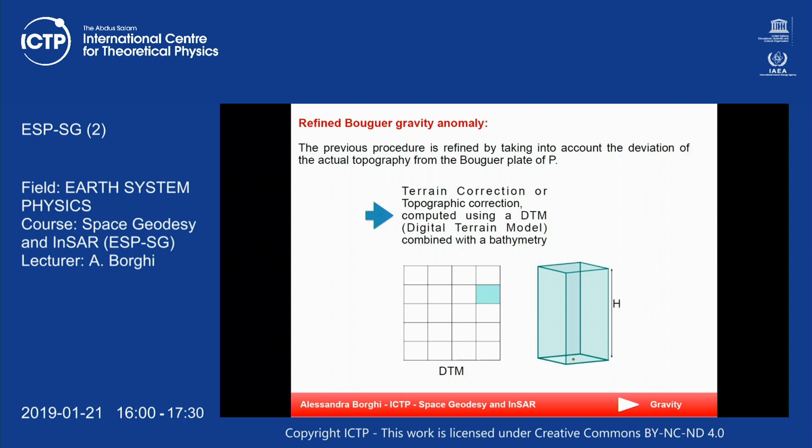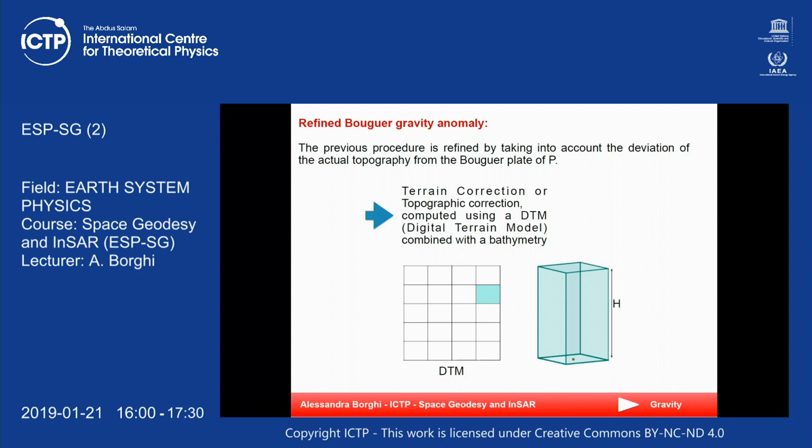We can also start directly with this approach, without removing the plate, but model the effect of the topographic masses on the point directly. We can do it in two steps. One is to remove the plate, and then correct where I put too much mass or where I removed too much mass. Otherwise, I can start from a DTM and compute this effect on a point and correct for it.